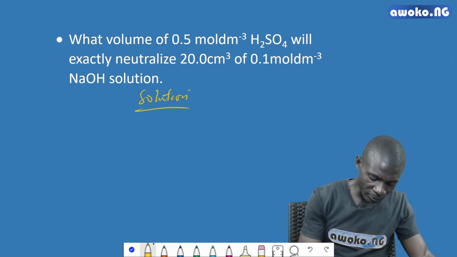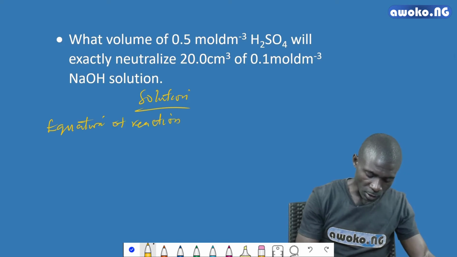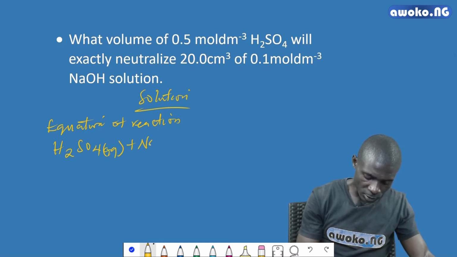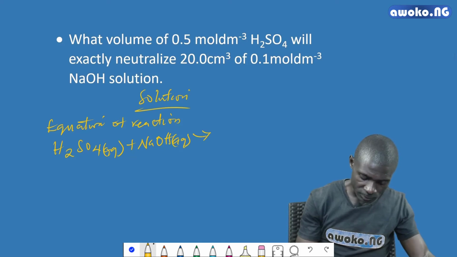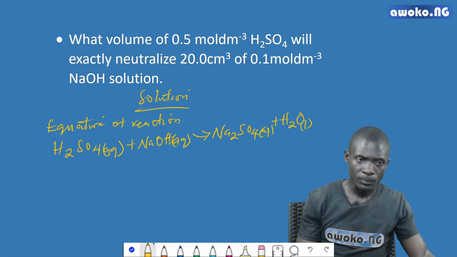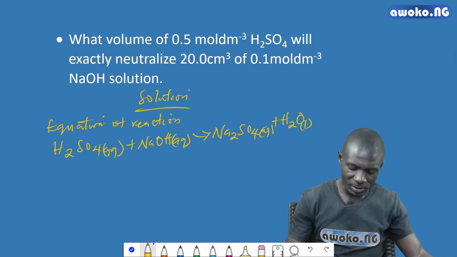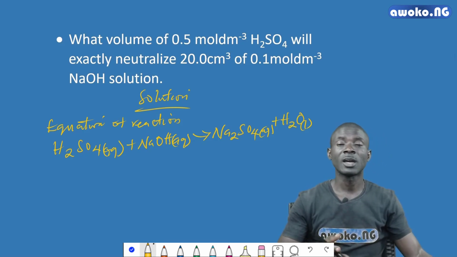So by doing that, we can have our solution to the question. The equation of reaction is H2SO4 plus sodium hydroxide will give us Na2SO4 aqueous plus H2O liquid. So this is our equation of reaction. Now, for us to obtain the actual number of moles of both the acid and the base, we must try to balance the chemical equation.